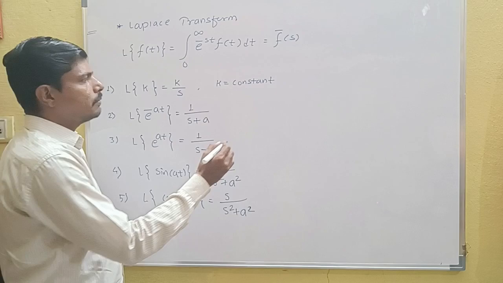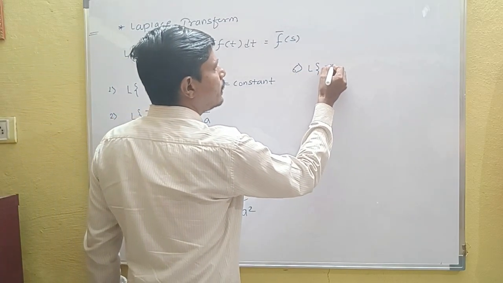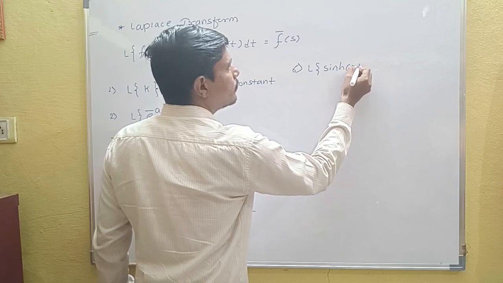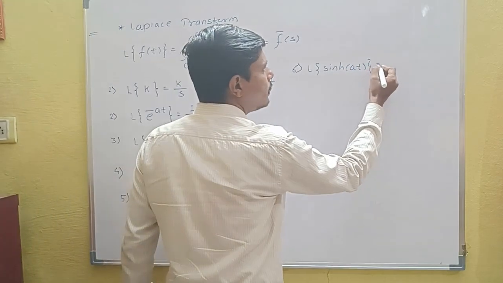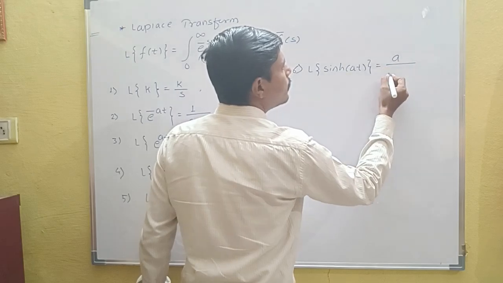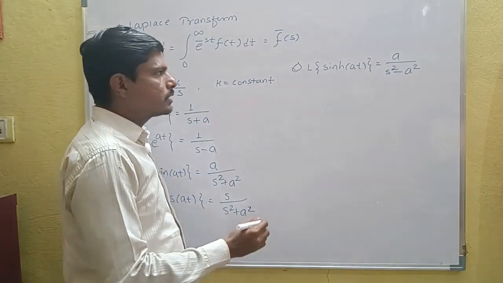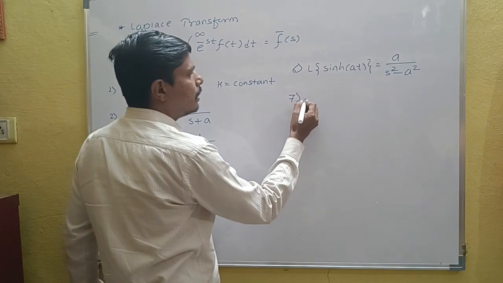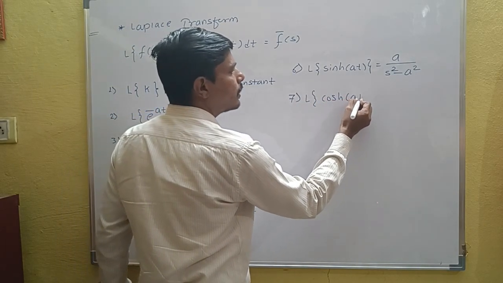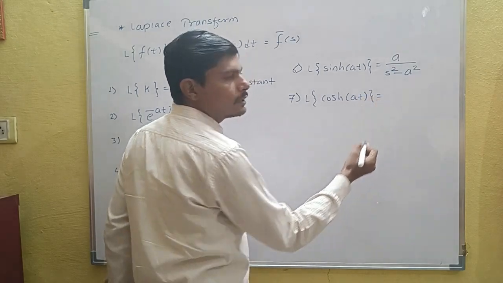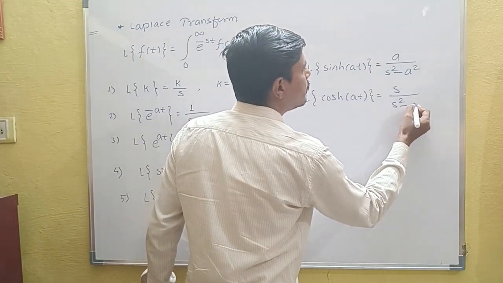नेक्स्ट है हमारे पास Laplace transform of sin hyperbolic at. Laplace of sin hyperbolic at is a upon s square minus a square. Next one is Laplace transform of cos hyperbolic at is s upon s square minus a square.